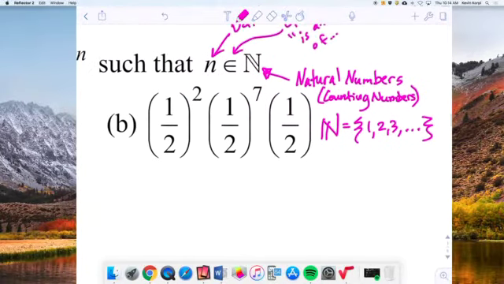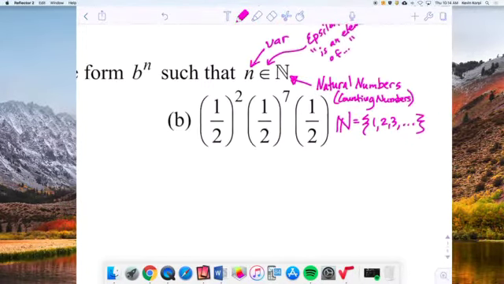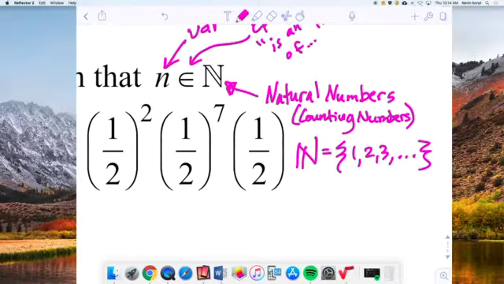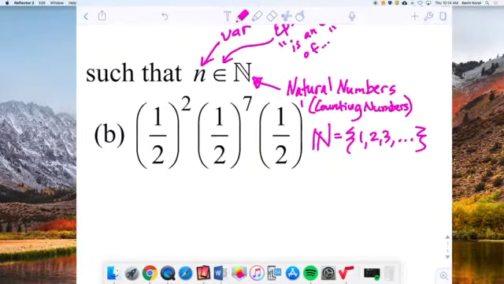Oh boy, okay. So that's 1/2 as the base to the second power times 1/2 to the 7th times 1/2 to the what power? To the 1th or first power, yeah. So you can add things there. Feel free to add things to help yourself. And so I know that it's going to end up being 1/2 to the what power?